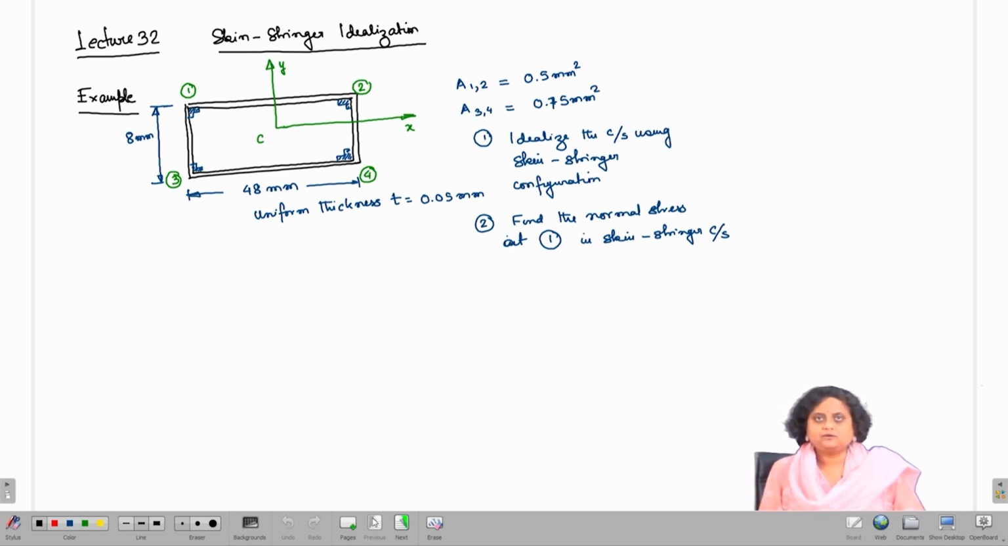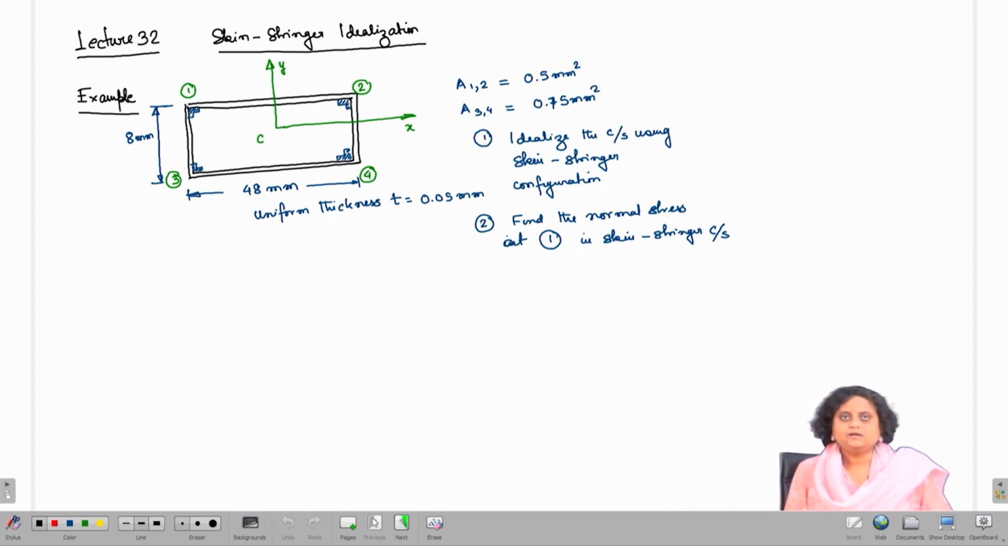In the last two lectures we have seen how to idealize a thin walled aircraft component consisting of skin and reinforcement like stringers, spars or longerons, using boom and skin in an idealized cross section. This is such an example, where we have a rectangular box like aircraft component which has a thin thickness t of 0.05 millimeter, and this thickness is uniform across the entire cross section.